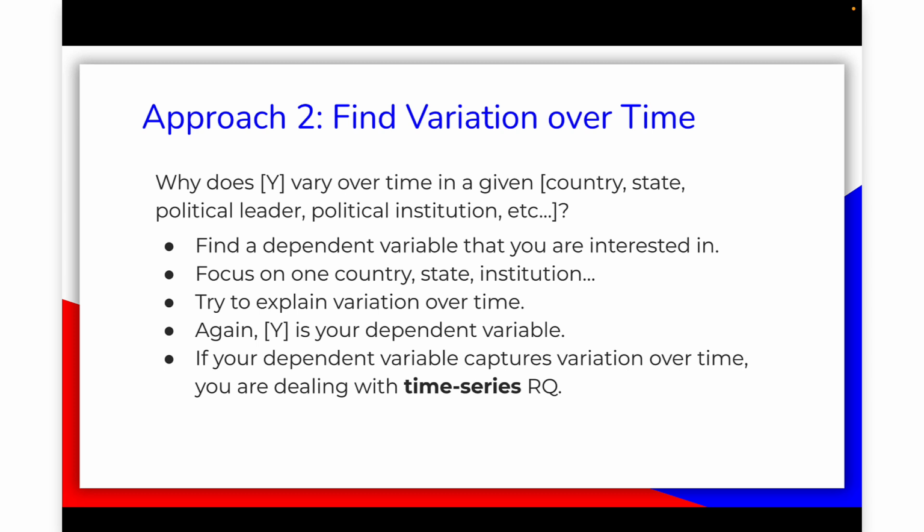right? And you're trying to explain why it went from maybe having something to not having something, or increasing a little or a lot, or decreasing too, right? Again, y is your dependent variable, and there must be some kind of variation in it. Now, if your dependent variable has some variation over time, you are dealing with a time series research question, okay?